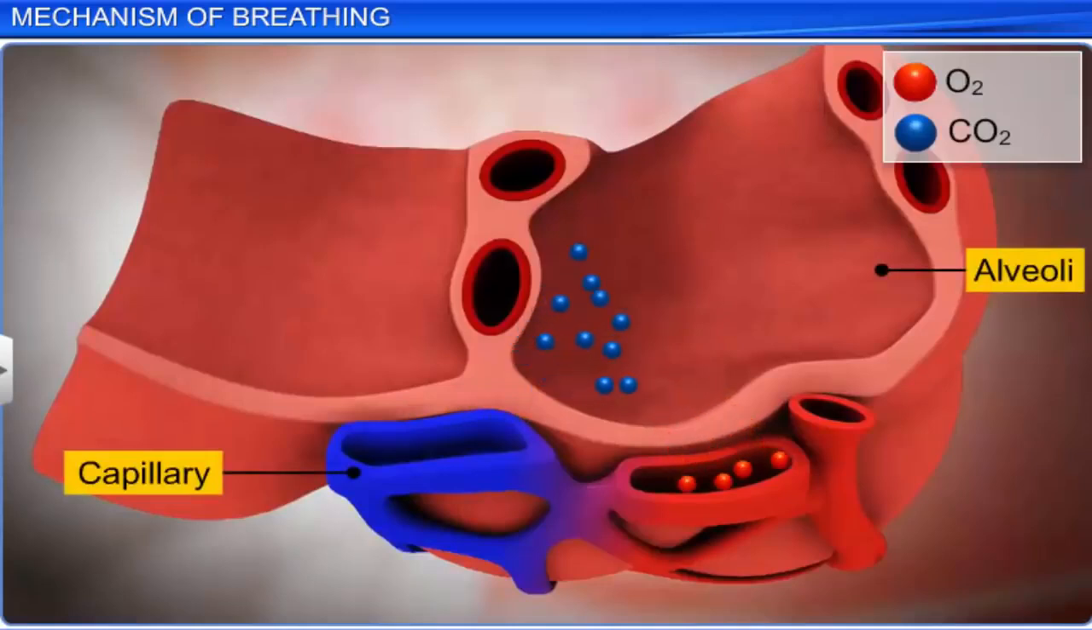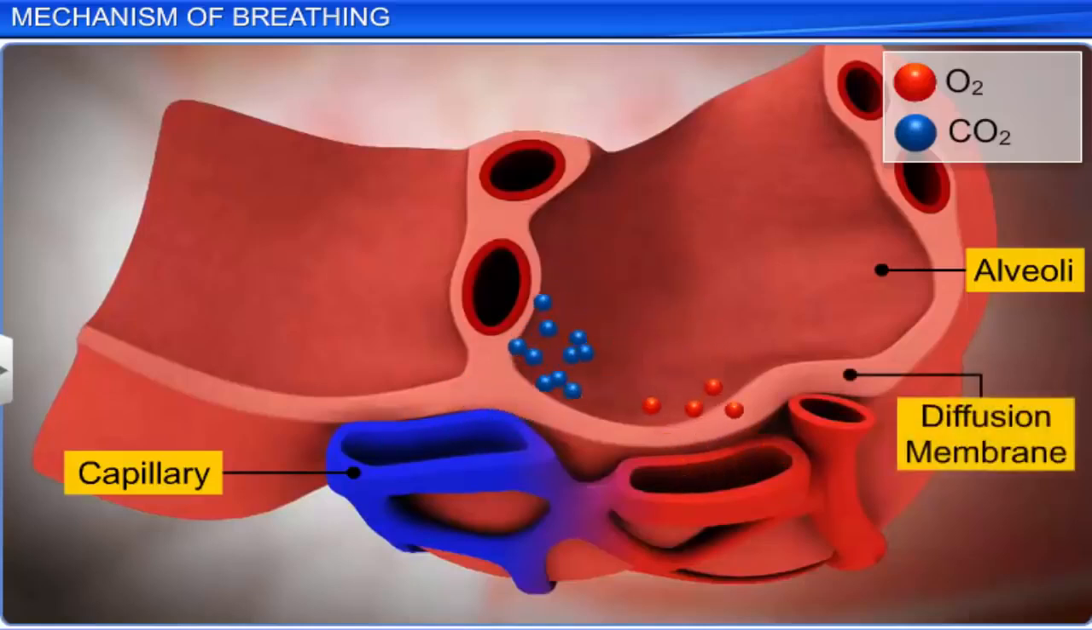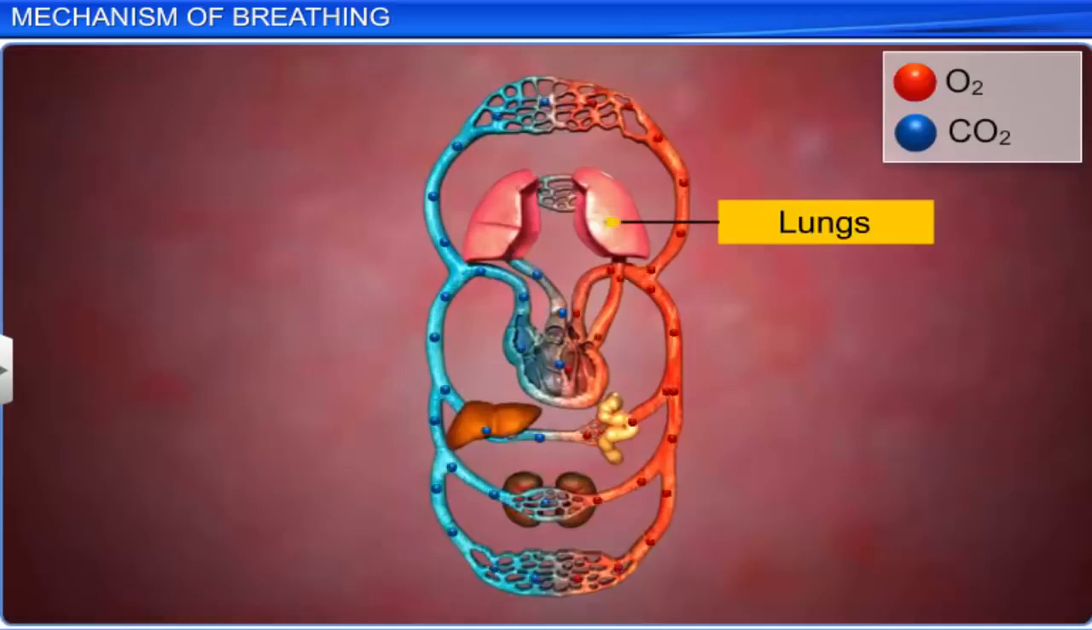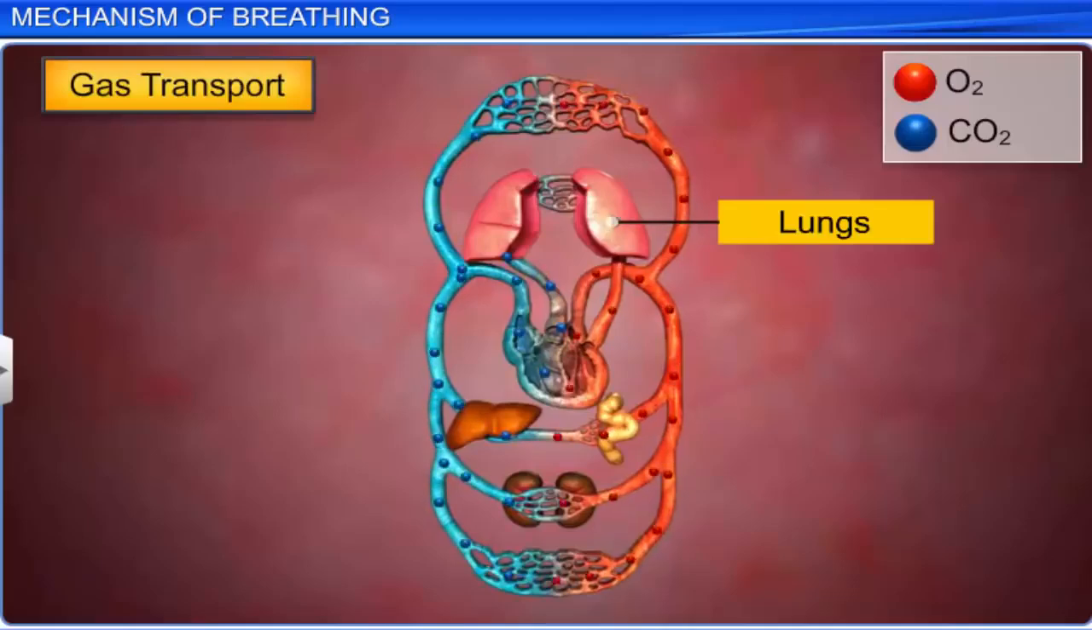Carbon dioxide is 20 to 25 times more soluble than oxygen. Hence, the amount of carbon dioxide that can diffuse through the diffusion membrane is much higher compared to that of oxygen. The diffused gases are carried by the blood from the lungs to different organs of the body. This is called gas transport.